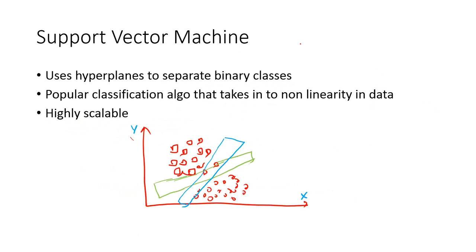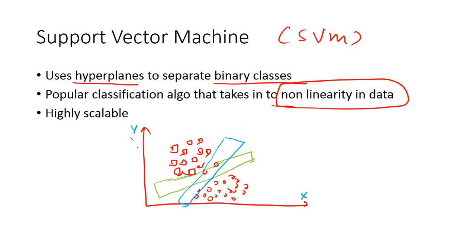The next one is the SVM, also known as the support vector machine. This type of algorithm uses hyperplanes to separate binary classes. Instead of a linear line, it uses multiple hyperplanes to separate data, and hence the separation is more efficient in this case, because it takes into consideration the non-linearity in the data, which often gets ignored in simple classification algorithms like logistic regression, where it's always assumed that there is linearity. And it's highly scalable, so it can be used for very large data sets.